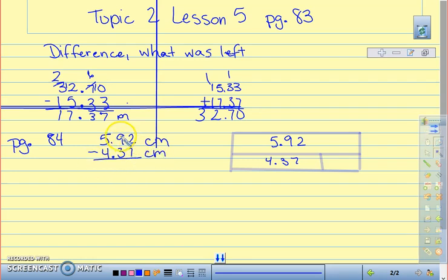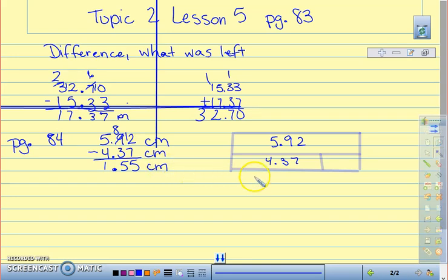I cannot take 7 from 2, so I'm going to have to borrow a tenth. That becomes 12/100. 12/100 minus 7/100 is equal to 5/100. 8/10 minus 3/10 is equal to 5/10. Bring down my decimal. Always bring it down in order so we don't forget it. And I have 1 and 55/100 centimeters.